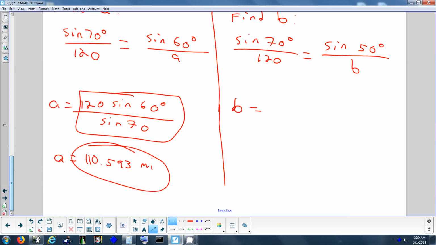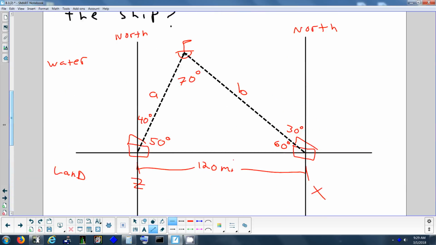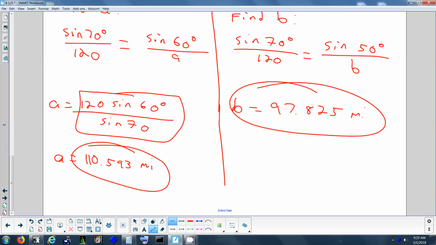And then B, any question on the setup? 120 sine 50 over sine 70? Okay, does anybody have what B is? Just by looking at the angles, B should be shorter than A, a little bit. Yeah. 97.825 miles. Any question on that one?